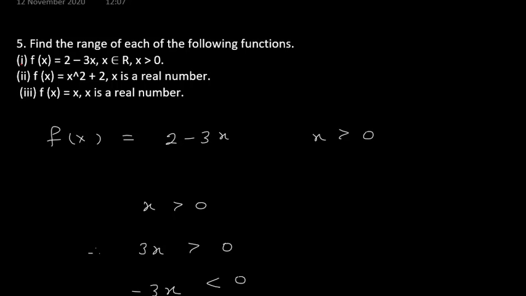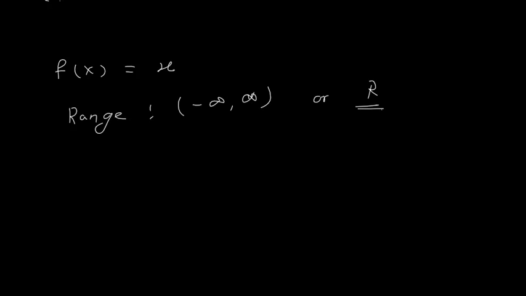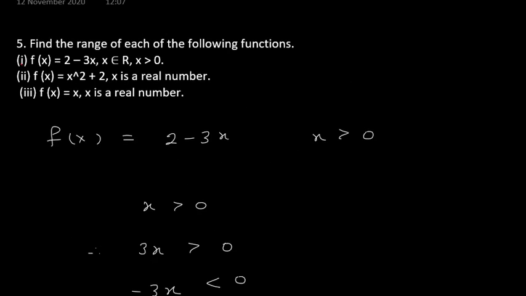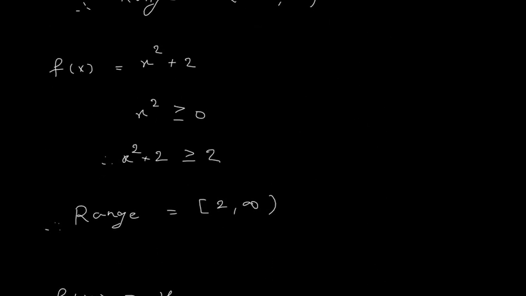f(x) is equal to x, where x is a real number. This is f(x) equal to x, your identity function. Here for your range, you know that x can take any value. So your range is minus infinity to plus infinity, or you can say the real numbers R. R is the range.